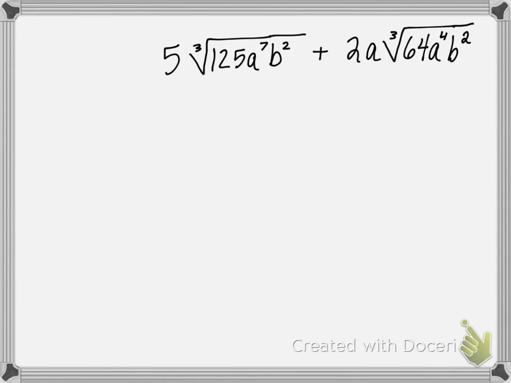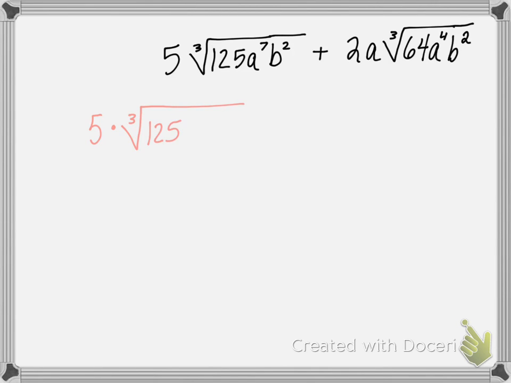We're going to be combining these roots, and the first thing I notice is the radicands are different, so we're going to try to simplify each root individually and see if the radicands match so that we can actually combine this. So for this first root, I have 5 times the third root of 125.